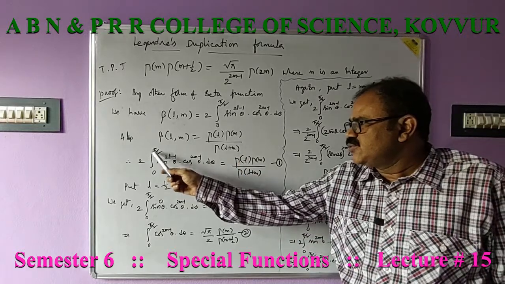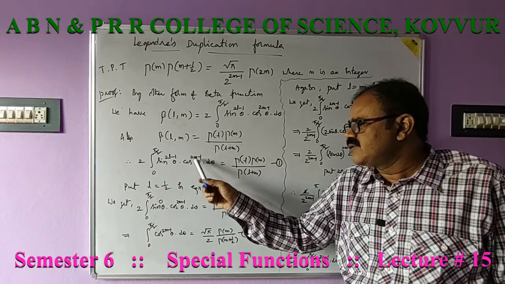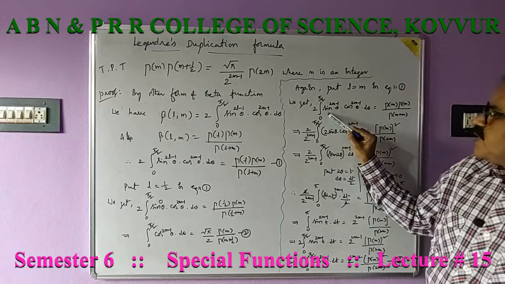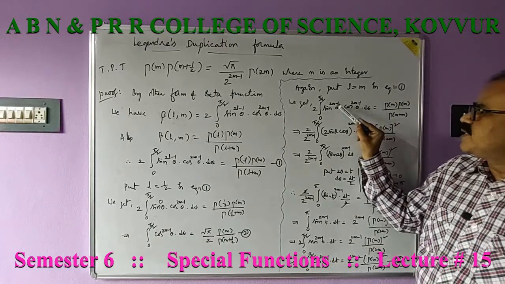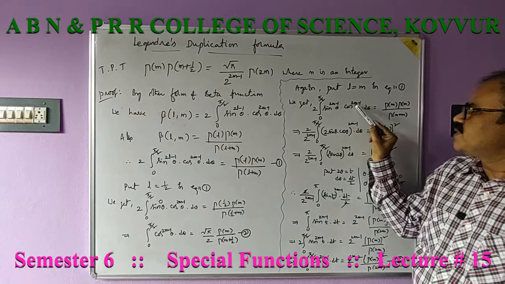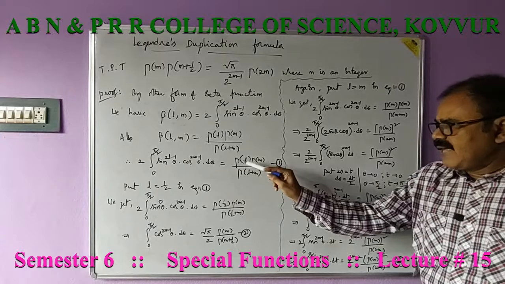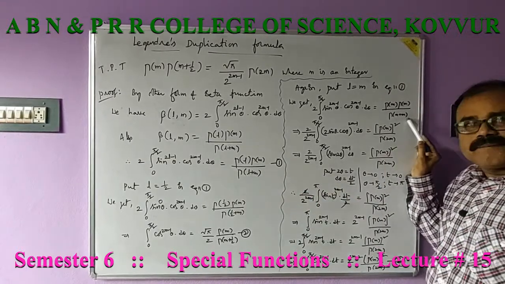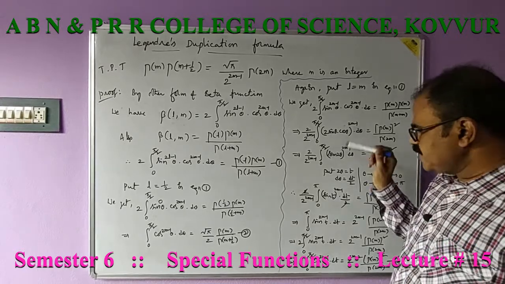2 into integral 0 to pi by 2 sin to the power of 2m minus 1, and this remains as it is, cos to the power of 2m minus 1 d theta, sin to the power of, in place of L you have m. Why? Because L is equal to m. Sin to the power of 2m minus 1 theta cos to the power of 2m minus 1 theta d theta is equal to, L is m, gamma m into gamma m by gamma m plus m. Right? Let us simplify this.